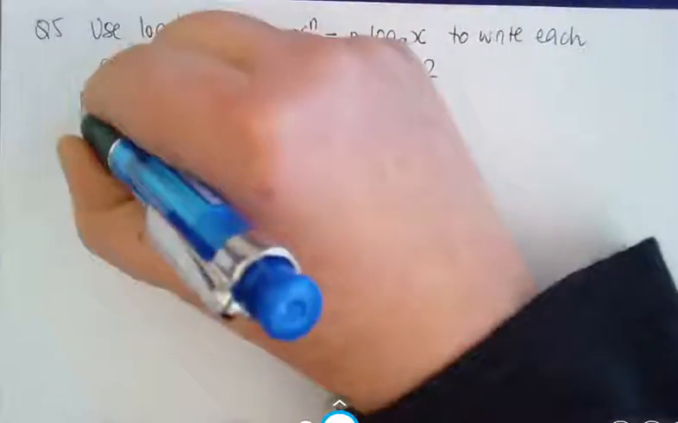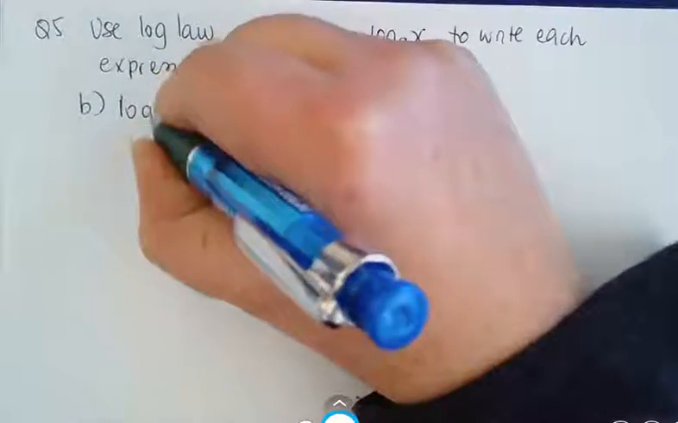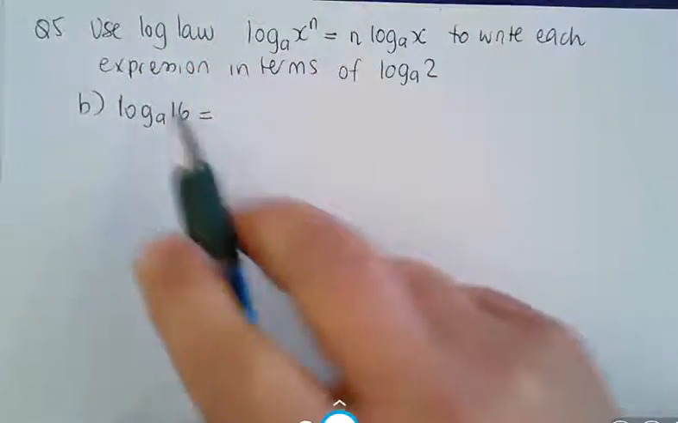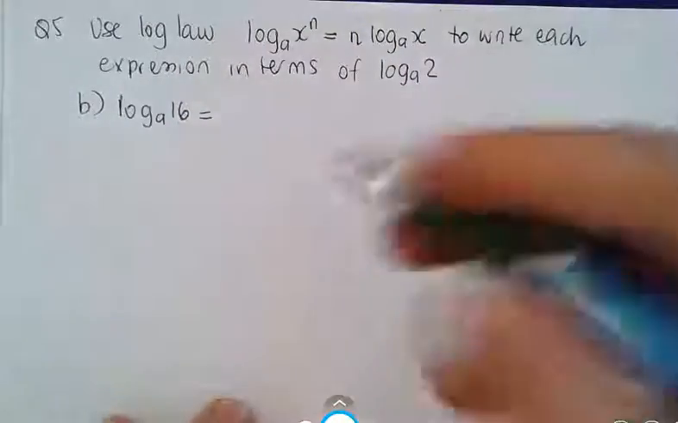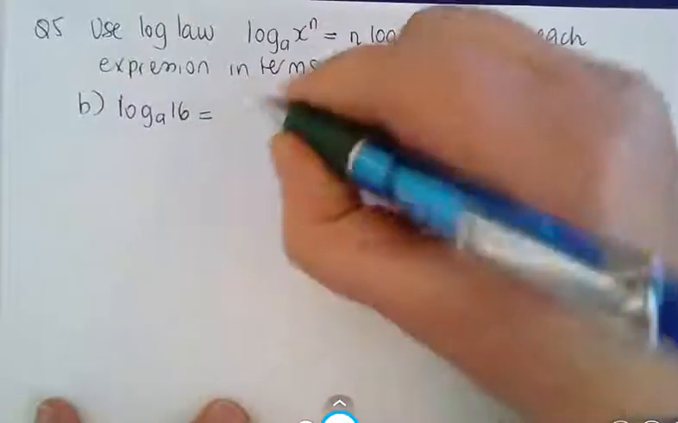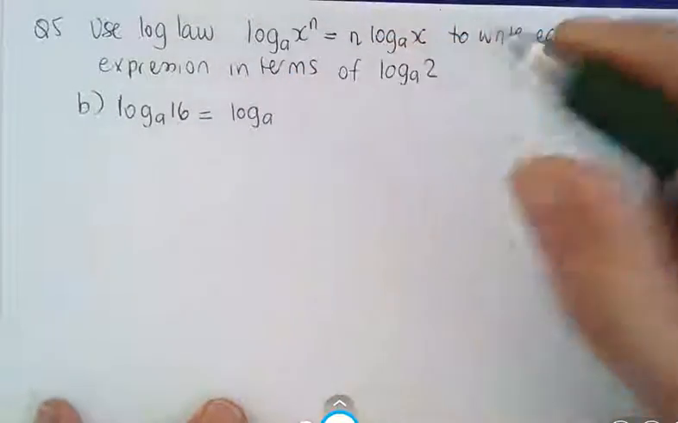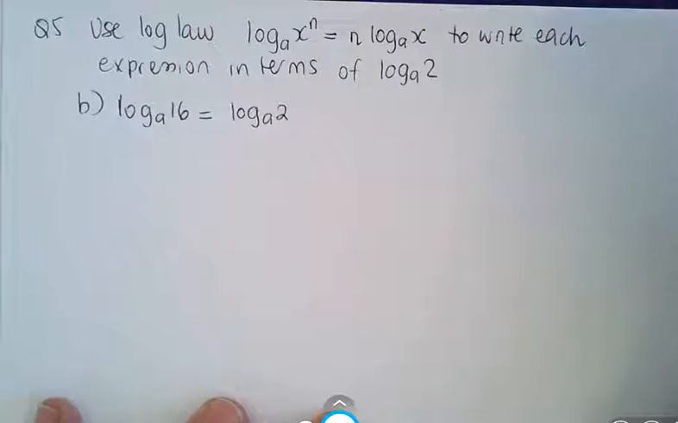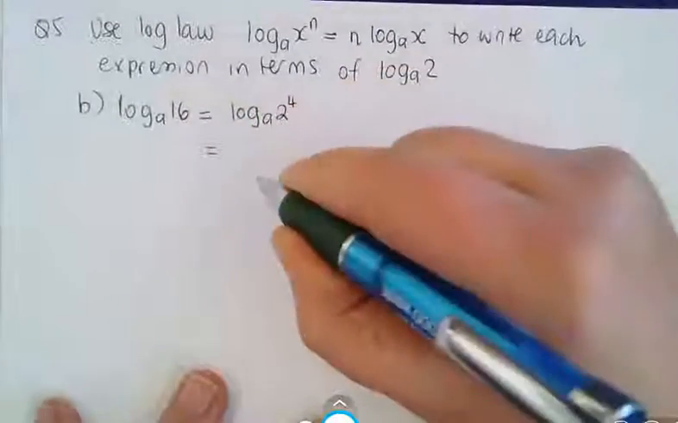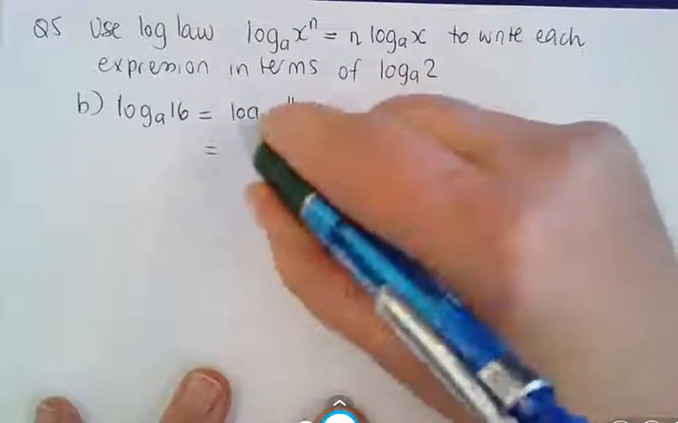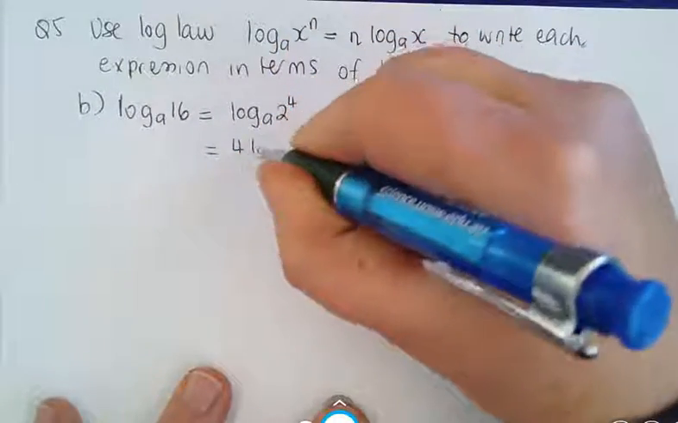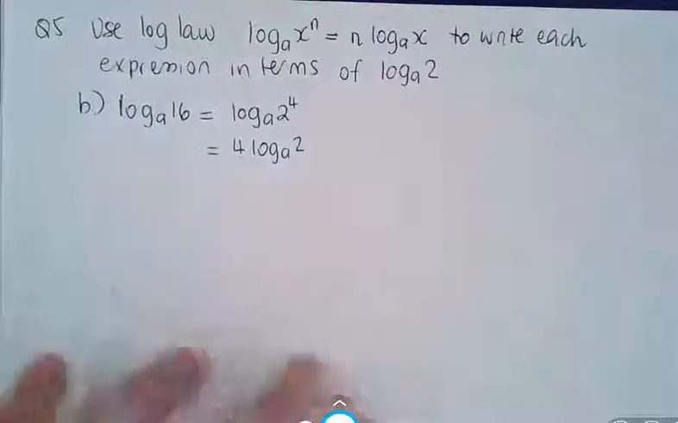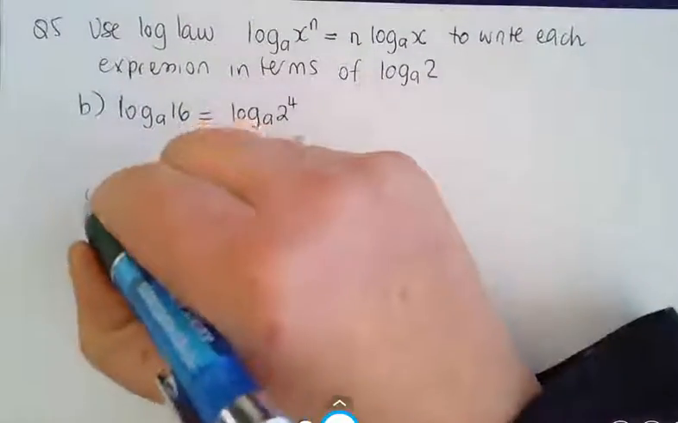Okay, so just a few questions here. Log to the base a of 16. It's saying use this log law to write each expression in terms of log to the base a of 2. Now, I don't have log to the base a of 2, but tell me what 16 is. 2 to the power of what? 4. Now, what do I do with that 4? I bring it to the front, bring it down. Log to the base a of 2 is normal, and then it's got a power. That power comes to the front. Now that is the most simplified form of that log. We'll just do a few more.